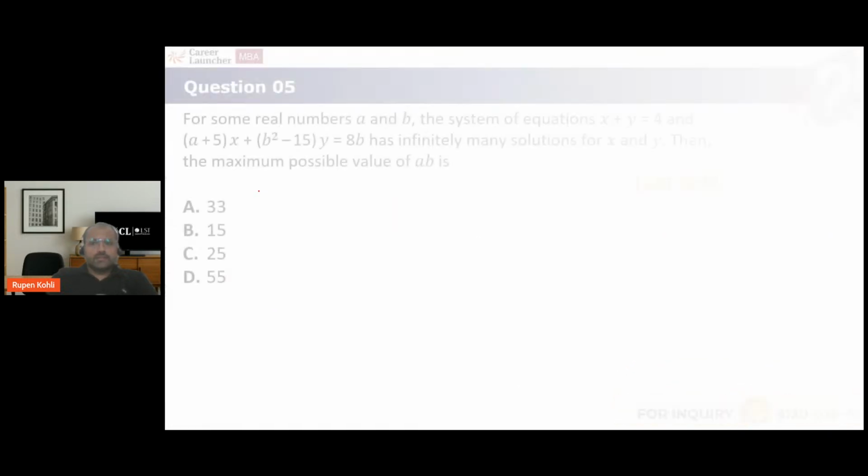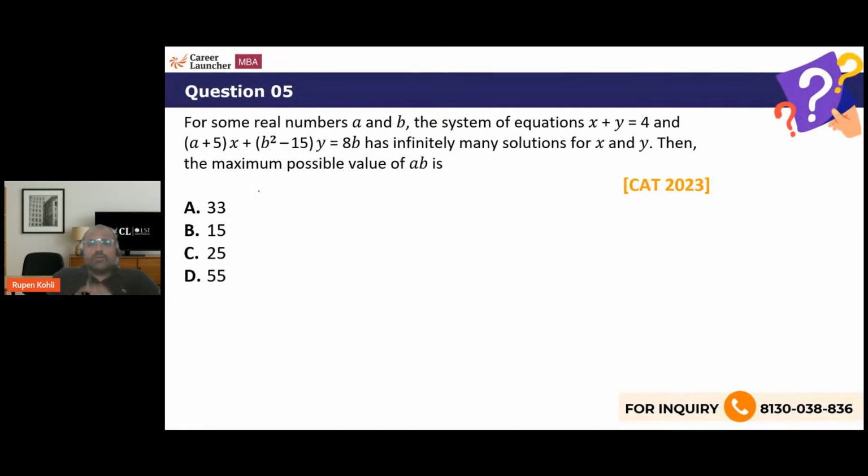All right. So now turning to some of the recent year problems. Okay, so this came in CAT 23, and something similar to what we discussed earlier. For some real numbers a and b, the system of equations x plus y equals 4 and (a plus 5) times x plus (b squared minus 15) times y equals 8b.